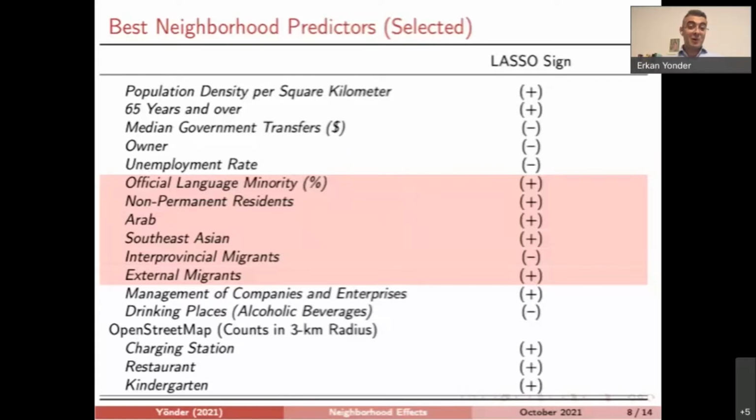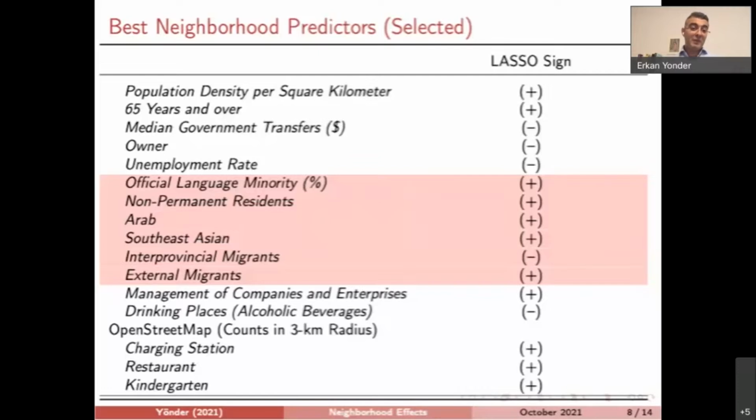So 60 years and over has a positive impact, which reflects this generational transformation that we observe in this decade, or maybe in the coming years also. Density is important. From the business establishment data, if you are close to a management of a company or enterprise, you see the positive impact. But if you are close to the drinking place, you see a negative impact.